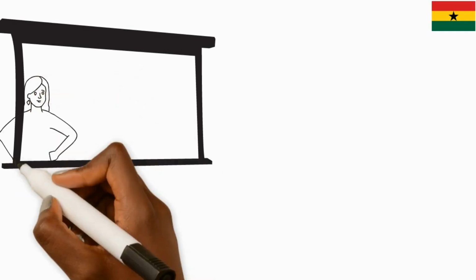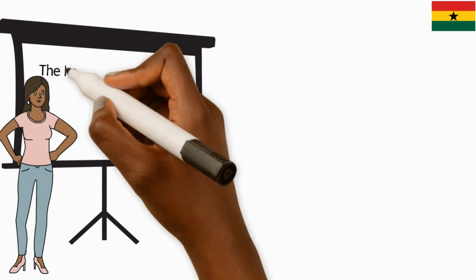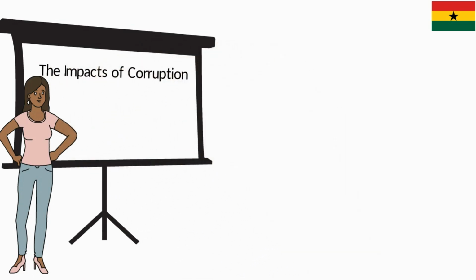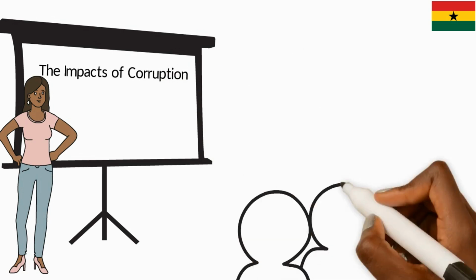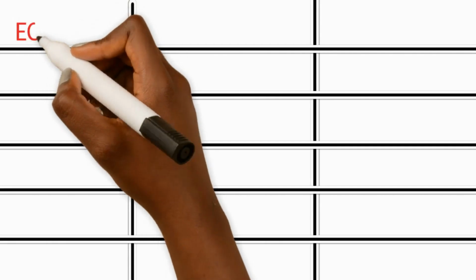Hello everyone. I hope you all benefited from Elam's class and the discussions they had. Now let's have a recap of all the points they raised. From the story and the discussions, the impacts of corruption can be classified under social, economic, and political causes.